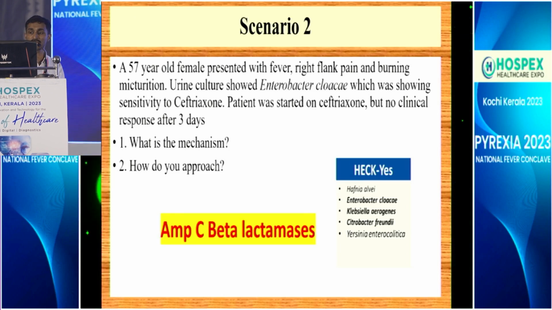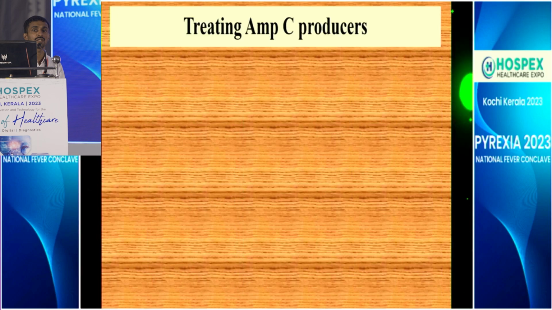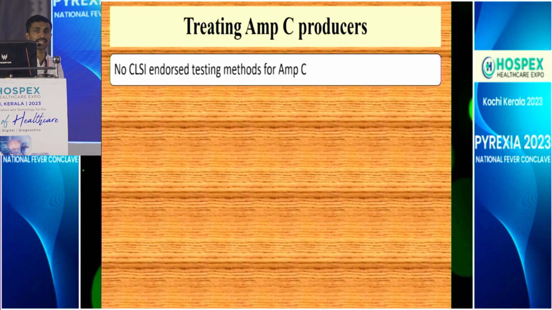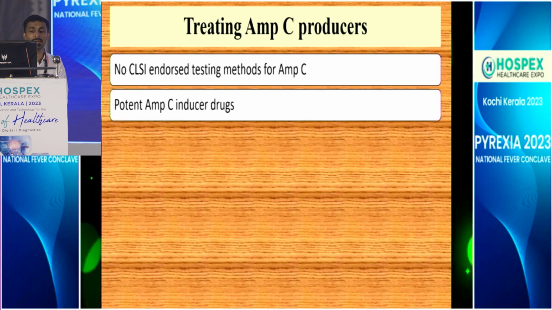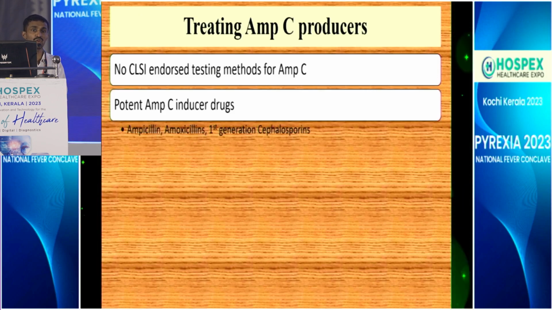So AmpC beta lactamases, how to treat? The problem is that there is no recommended mechanism by the CLSI standard guidelines to know whether this is an AmpC or not. It can be tested by genotyping methods. Certain drugs like ampicillin, amoxicillin, first generation cephalosporin, etc. will induce this AmpC. Even ceftriaxone, I would say, is a weak inducer of AmpC. But if you try to treat an Enterobacter or Klebsiella aerogenes with ceftriaxone, there is a risk of failure.